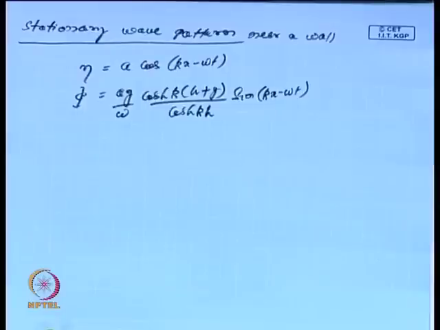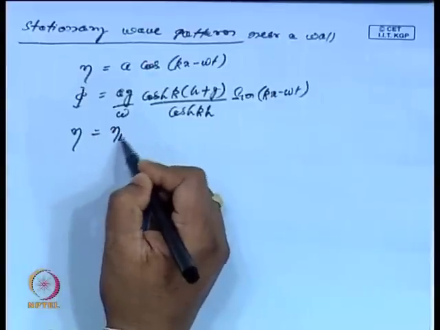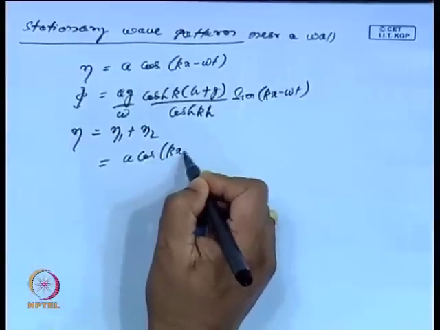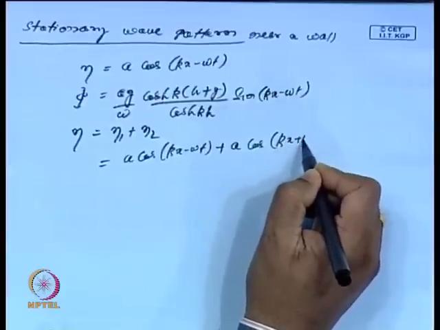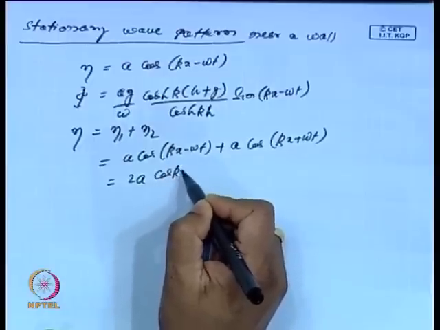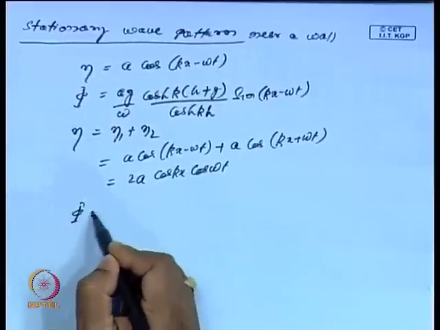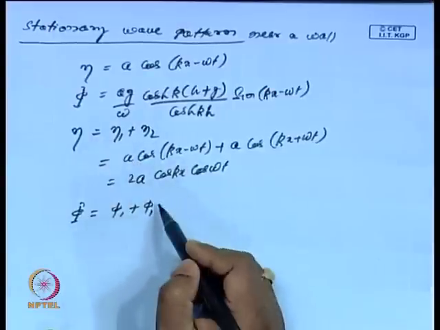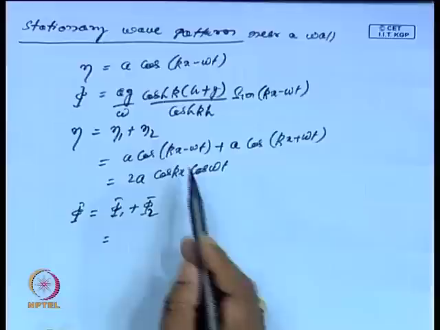So, then what will happen if I have another wave where eta is a combination of two such waves, eta 1 plus eta 2, where eta 1 is a cos(kx minus omega t) and eta 2 is a cos(kx plus omega t), and the resultant here will be 2a cos kx cos omega t, and the corresponding velocity potential phi will be phi 1 plus phi 2. Phi 1 is the velocity potential associated with eta 1 and phi 2 is the velocity potential associated with eta 2. So, if I do this, then what will happen here?